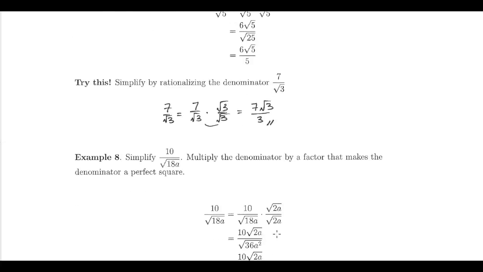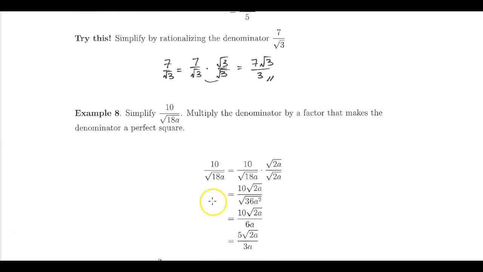In this example, sometimes instead of just multiplying by the square root of 18a, we can figure out what factors we need to multiply by to make this a square. So if I multiply root 18a by 2a, I get 36a squared, which is a perfect square. So we would have 10 times root a over the square root of 36a squared, and the square root of 36a squared is 6a.